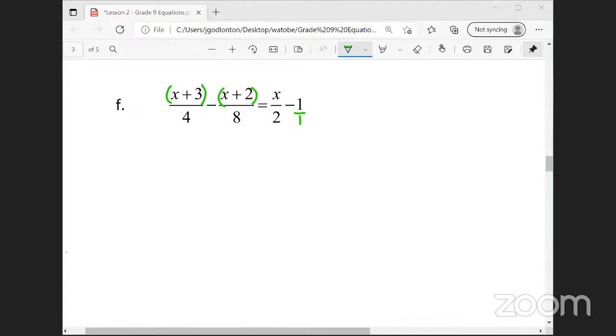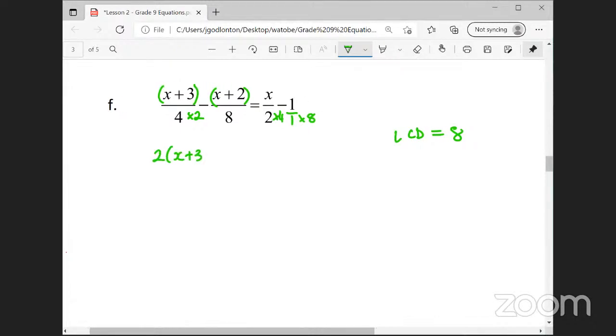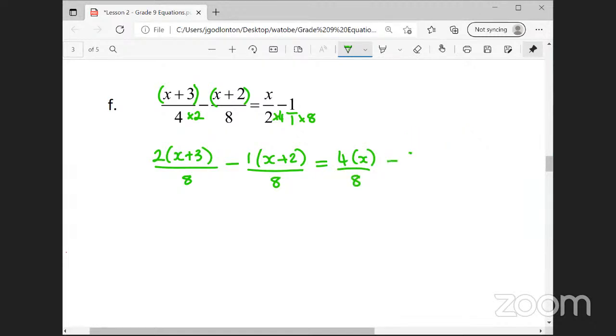Okay, let's go. So first thing we needed to do is find our LCD. And in this case, our LCD is 8. That means that I need to multiply that by 2, I need to multiply that by 4, and I need to multiply that by 8. So I'm going to have 2x plus 3 over 8 minus 1x plus 2 over 8 equals 4 times x over 8, minus 8 times 1 over 8. Okay, so I have a common denominator.